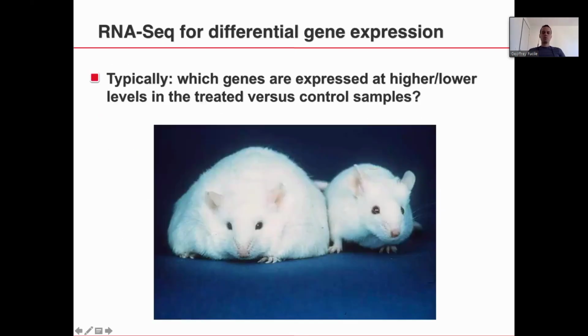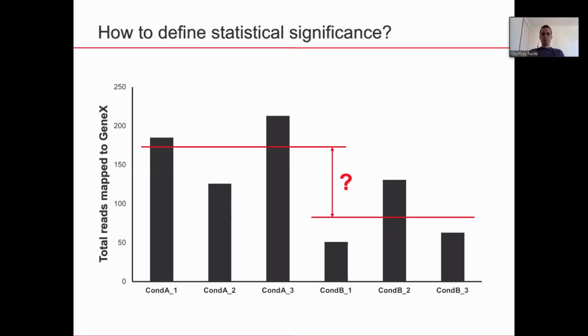So let's get back to the question that we framed at the beginning, which is, let's say we're interested in which genes are expressed at higher or lower levels in treated versus control sample. Now let's say for a particular gene, X, we have 3 replicates for condition A and 3 replicates for condition B. And this is how many reads map to that particular gene. Now we have to figure out, between this set of replicates and this set of replicates, is there a statistically significant difference between these two?